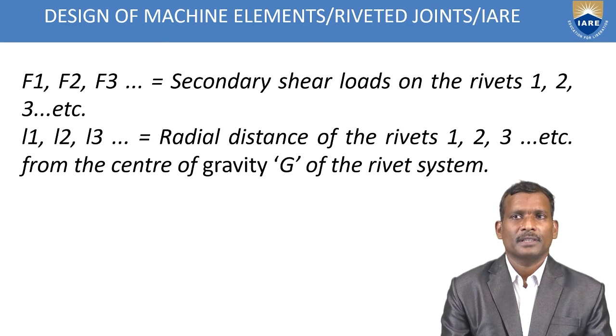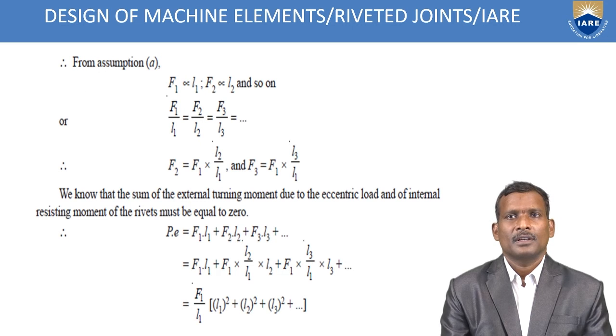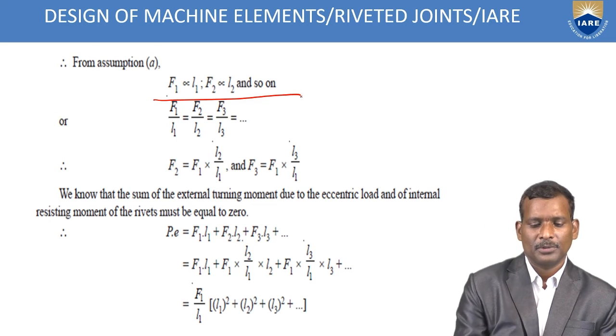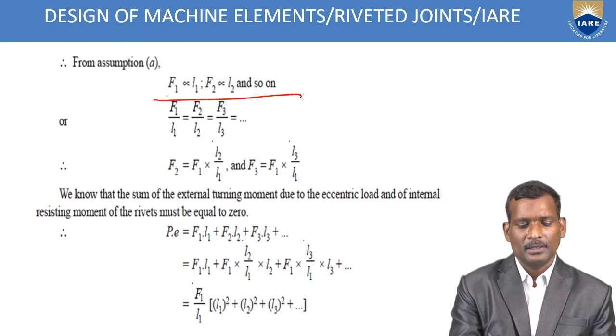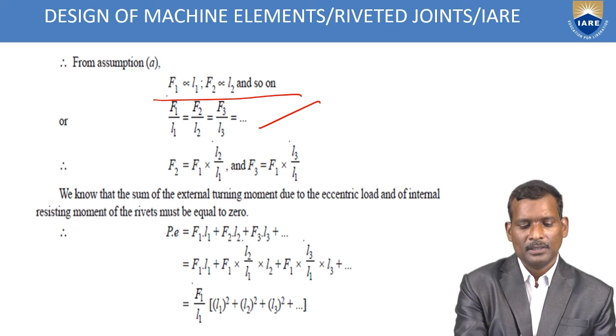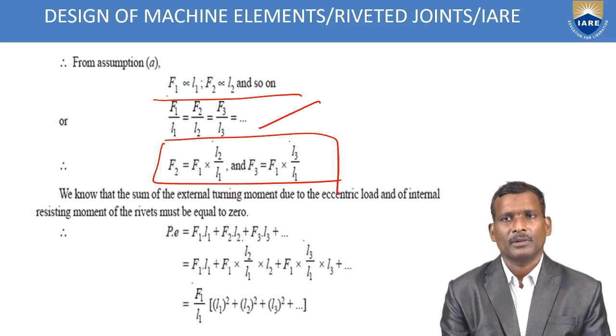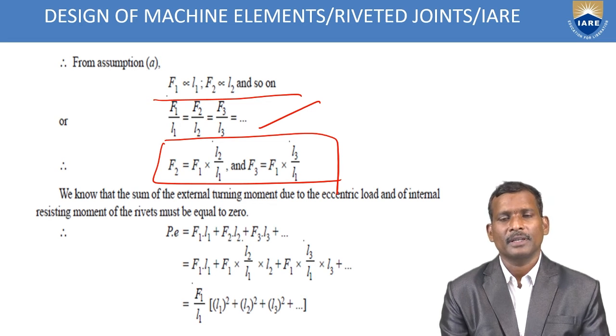So F1, F2, F3 are secondary shear loads on the rivets 1, 2, 3, etc., and L1, L2, L3 are radial distances of the rivets 1, 2, 3, etc. from the center of gravity of the rivet system. For the first assumption, the force F1 is directly proportional to L1, and F2 directly proportional to L2 and so on. So take this relation, F1 by L1 is equal to F2 by L2 is equal to F3 by L3. So you can calculate F2 and F3: F2 is equal to F1 into L2 by L1 and F3 is equal to F1 into L3 by L1.